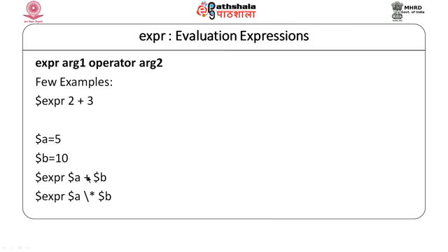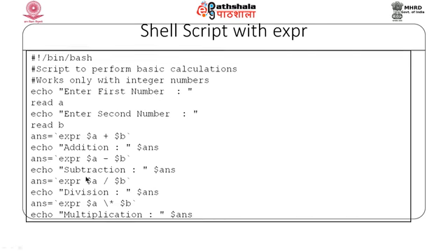Let us see how it can be explored in a shell program. This is a shell script which performs basic arithmetic operations like addition, subtraction, division and multiplication. The script takes 2 values a and b from the user.